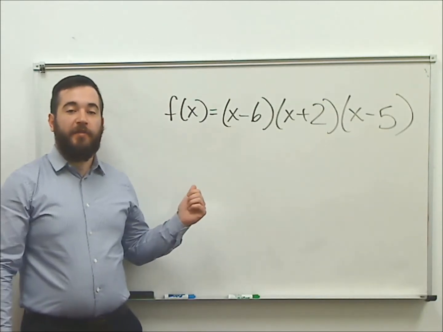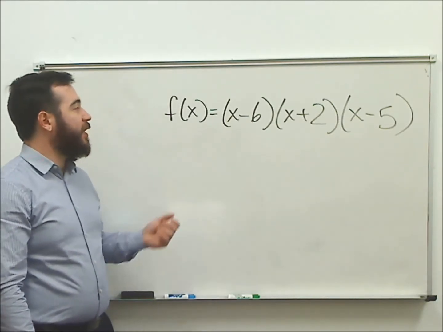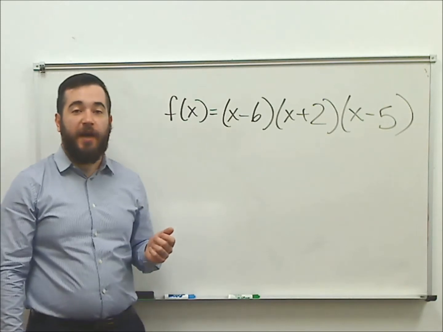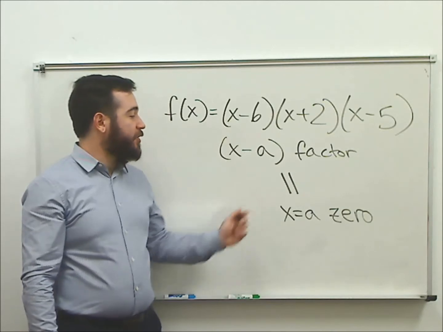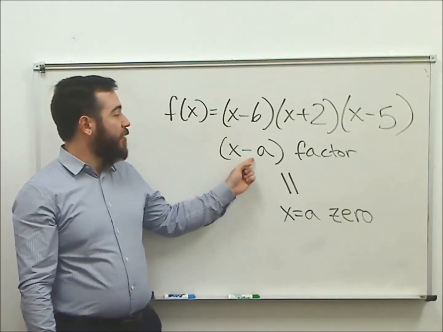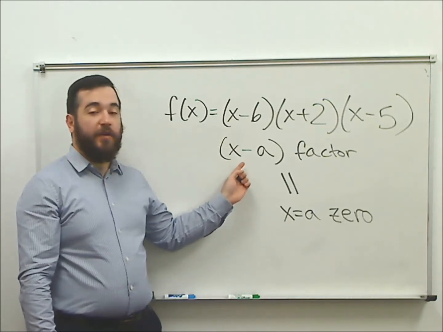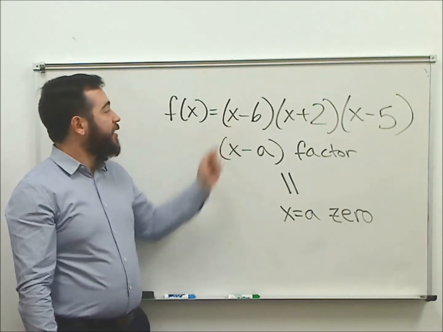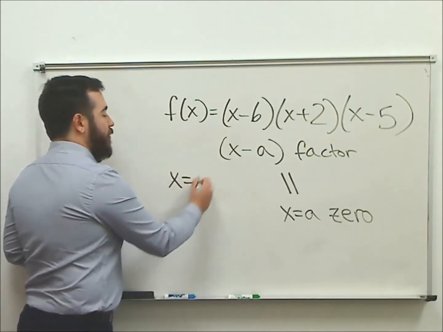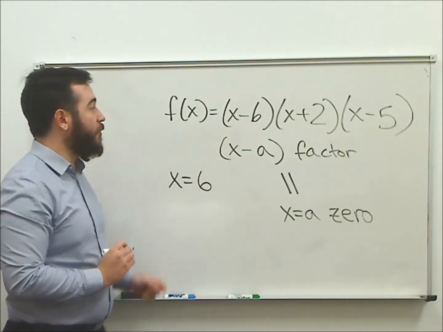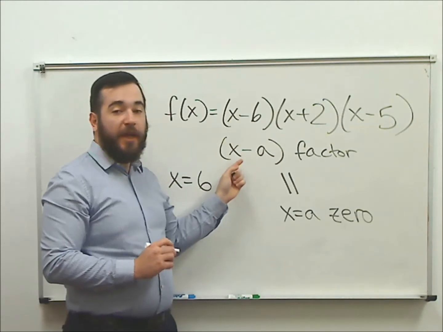Take, for example, this polynomial that's already been factored. We have f of x equals x minus 6 times x plus 2 times x minus 5. So remember, if x minus a is a factor, then x equals a is a 0. Notice we go from minus to plus here. So when we plug in a, that'll be a 0. All right, x minus 6 is a factor, which means that x equals 6 is a 0.